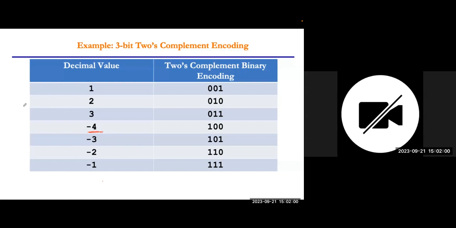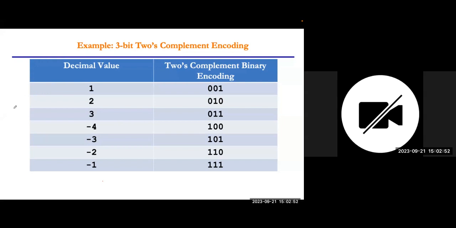In that case, we need to use the formula 2 to the power of n minus capital N, where capital N represents the number, ignoring the minus sign. In this case, we are asking for 3-bit 2's complement, so it becomes 2 to the power of 3 minus 4. 2 to the power of 3 is 8, minus 4 is equal to 4. So 4 you can write as 100. So -4 is represented with the leftmost bit as the negative indicator, and the remaining bits are 00.